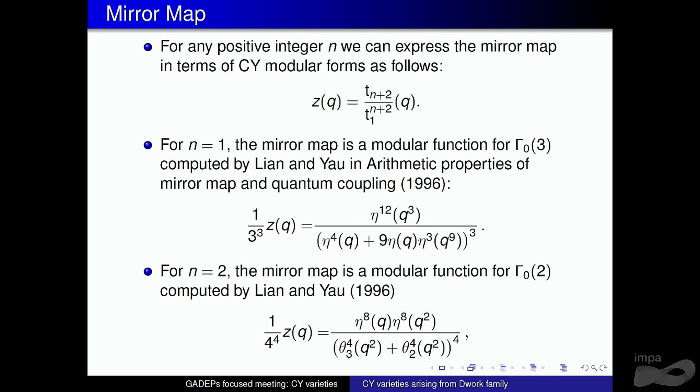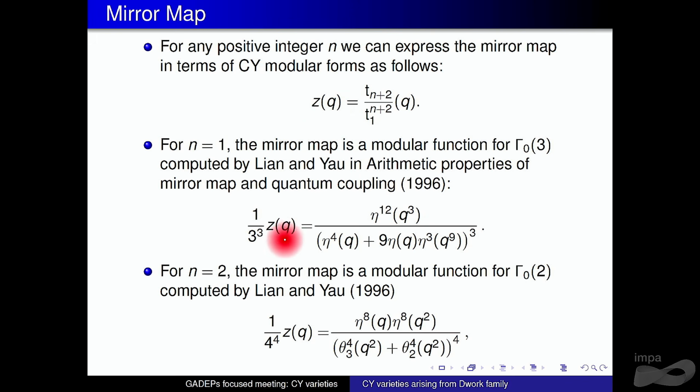And I'm going to finish with the mirror map. So in the case of the mirror map, we found another example, other functions found by physicists that we can write in terms of these Calabi-Yau quasi-modular forms or Calabi-Yau modular forms. For the Dwork family, we can find that the mirror map is given exactly as this quotient. T1 has weight 1, Tn plus 2 has weight n plus 2, so the quotient has weight 0. So we have the z, and z is exactly our parameter.